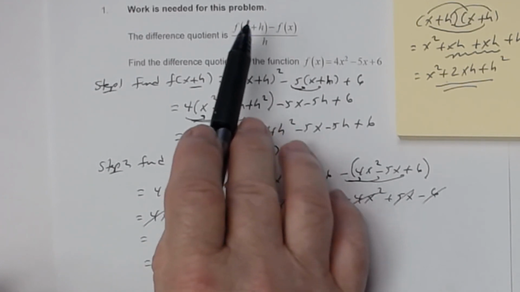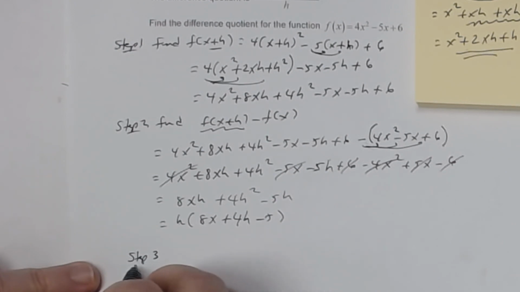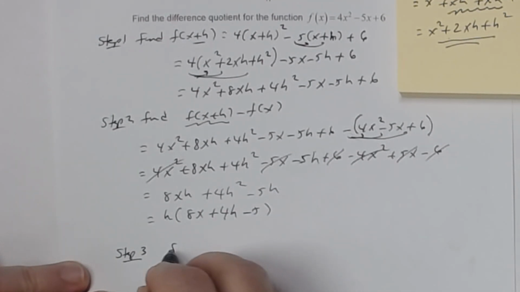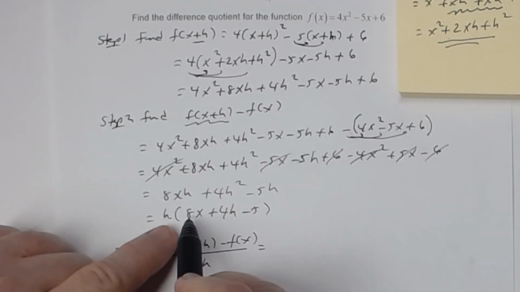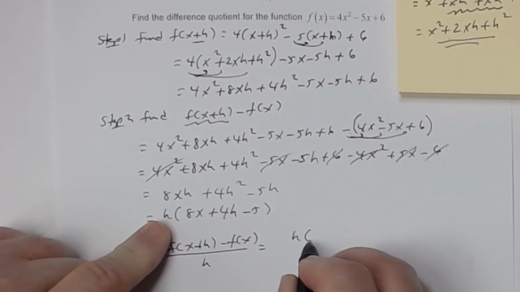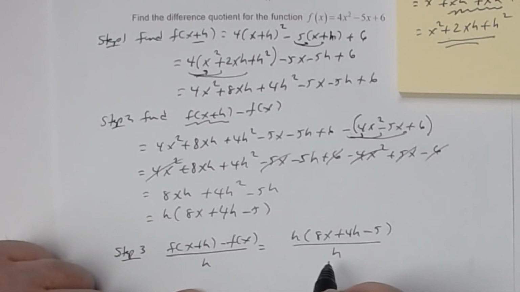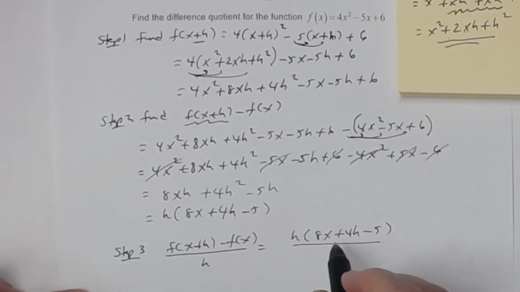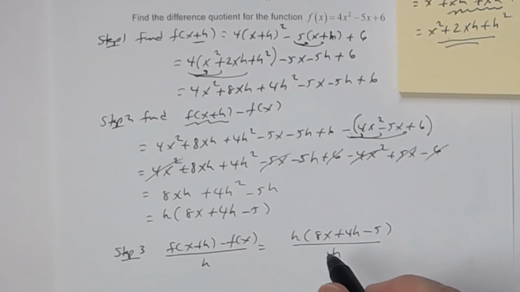Okay, and so finally, we're going to take what we just found and divide it by h. So step 3 is actually the difference quotient of this function here. In other words, you're going to say f of x plus h minus f of x divided by h. That's your numerator right here. So it becomes h times 8x plus 4h minus 5 divided by h. I had to see that, so make sure everything is written correctly mathematically. And you have to show enough work to get all of those points. Many of you did it just like this, so you showed the work I wanted.